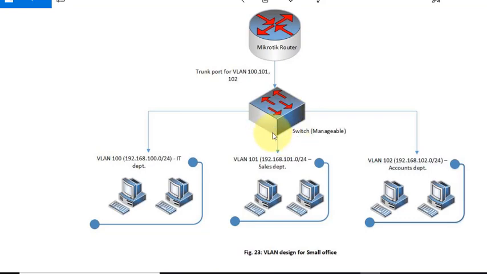Switch configuration is very straightforward. You need to define which ports are members of the VLAN, and define a trunk port where you can send multiple VLANs. So we have VLAN 100, VLAN 101, and VLAN 102. This is the IT department, this is the sales department, and this is the accounts department. You can see different IP subnets. So the IP subnet is actually associated with the VLAN, and each VLAN has its own separate subnet.